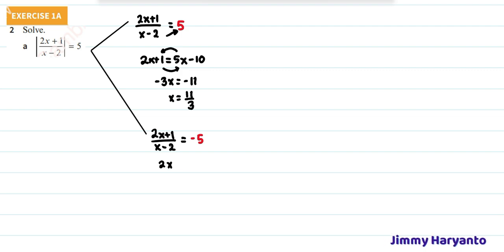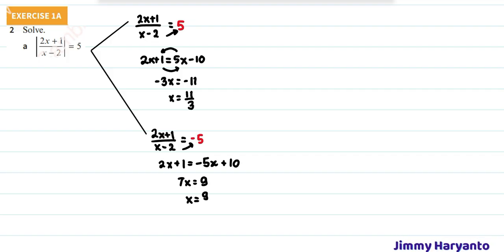For this one also the same, you have to cross multiply the x minus 2. So negative 5 times x is negative 5x, negative 5 times negative 2 equals positive 10. And then move the 5x, you will have 7x. Move the 1, you will have 9. So x equals 9 over 7. So the final answer is x equals 11 over 3 and also x equals 9 over 7.